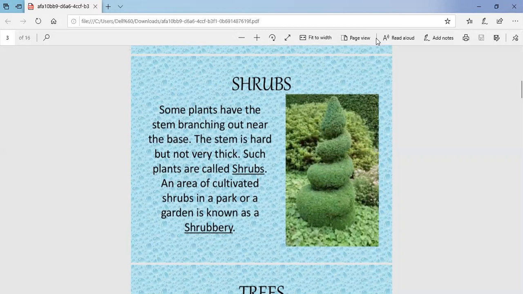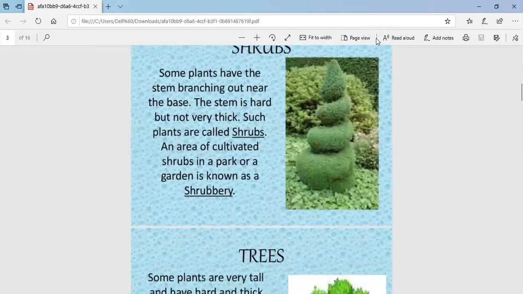The area of the cultivated shrubs in a park or a garden is known as shrubbery. So children, we can take a few examples of shrubs, like rose plant and tomato plant. These are the examples of the shrubs.